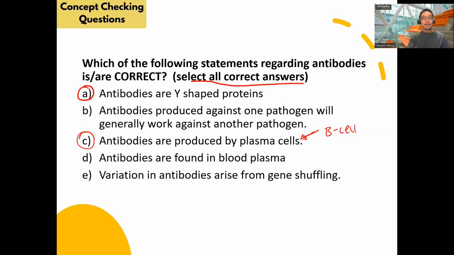Antibodies produced against one pathogen will generally work against another. So that's not true, right? Will generally not work against, as I told you. Antibodies are found in the blood plasma. That is also correct. Variation in antibodies arises from gene shuffling. That is also correct. Okay, so all these things are true except for B.